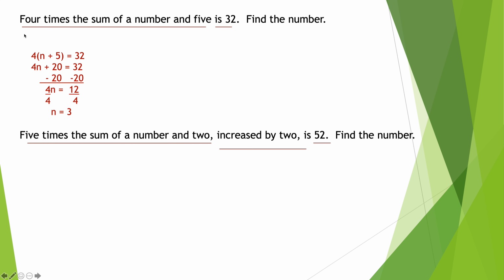Well, it's 4 times the sum of a number and 5. It's 4 times what? 4 times the sum. So to get the sum, I have to group it together. And that's what I do here with the parentheses. Parentheses are grouping symbols. So that's 4 times the sum of a number and 5 is 32. Now, I put up the whole solution at one shot because all you need to do here is to distribute. 4 times n is 4n. 5 times 4 is 20, is 32. Subtract 20 from both sides. 4n is 12. Dividing by 4, n is equal to 3.